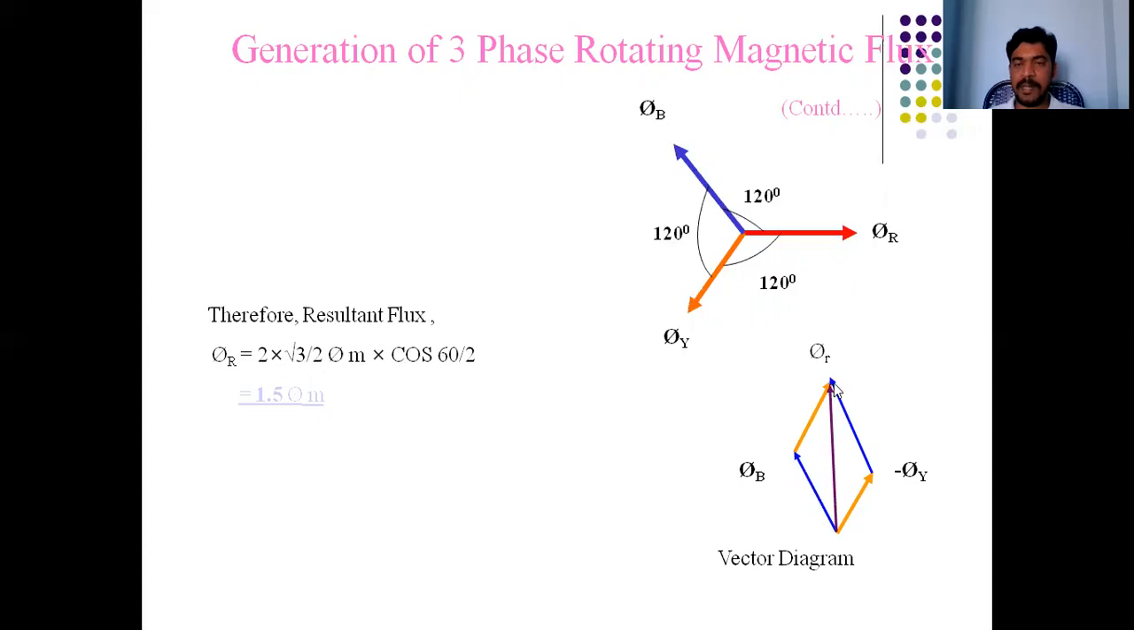This is the resultant vector. This is total 120 degrees, this angle is 60 degrees, this angle is 60 degrees. I am constructing a baseline here. I am taking this triangle. This is equal to root 3 by 2 φm cos 60 by 2, and this is also root 3 by 2 φm cos 60 by 2. Total value 2 into root 3 by 2 φm cos 60 by 2 is equal to 1.5 φm.